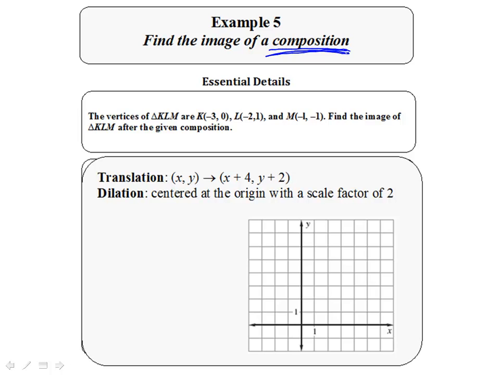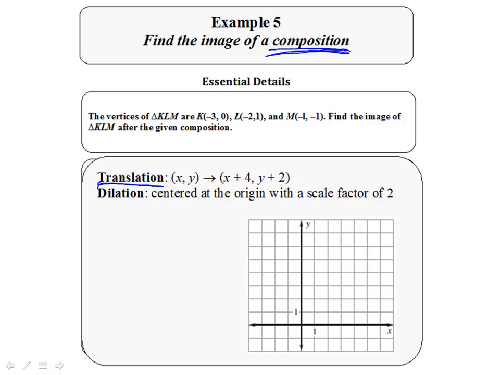The vertices of triangle KLM are K, which is (-3, 0), L is (-2, 1), and M is (-1, -1). Find the image of triangle KLM after the given composition. So first we're going to do a translation. Remember, that's like a slide.